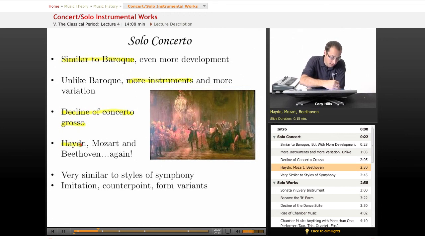Composers that come back again. What a shocker. Haydn, Mozart, and Beethoven. Oh my gosh. Really? I'm so surprised. And it's not the last we're going to hear of them, or Beethoven, because he goes into the Romantic period. Well, what we see in the solo concerto and solo instrumental works is that the styles that we talked about in the symphony of each of those three are going to be very similar. You're going to see a lot of imitation, a lot of counterpoint, and a lot of variations in form.